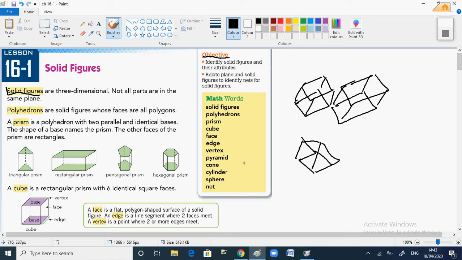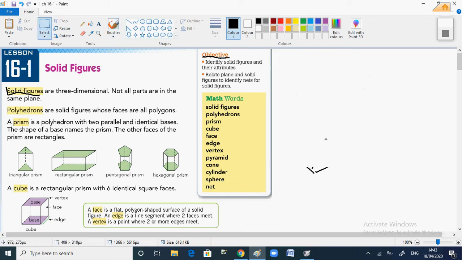And polyhedrons are solid figures whose faces are all polygons. That means a polyhedron has different faces. Any shape in 3D has different shapes and different sides. It's a shape with many sides. Maybe they are the same, maybe they are different.